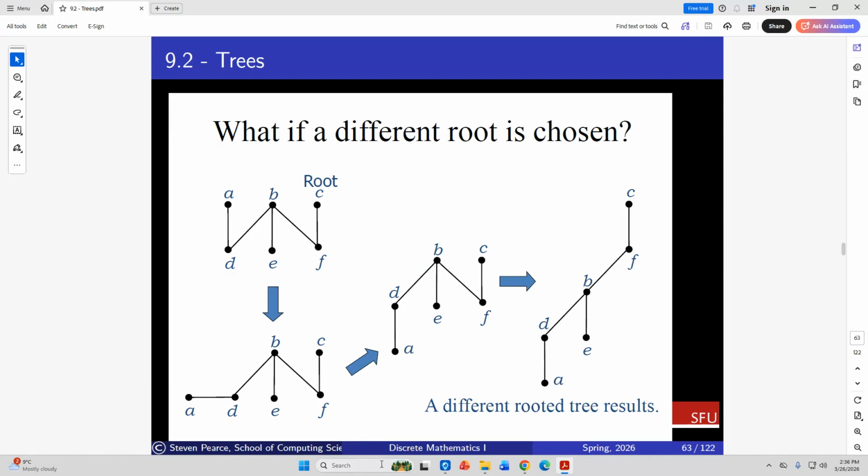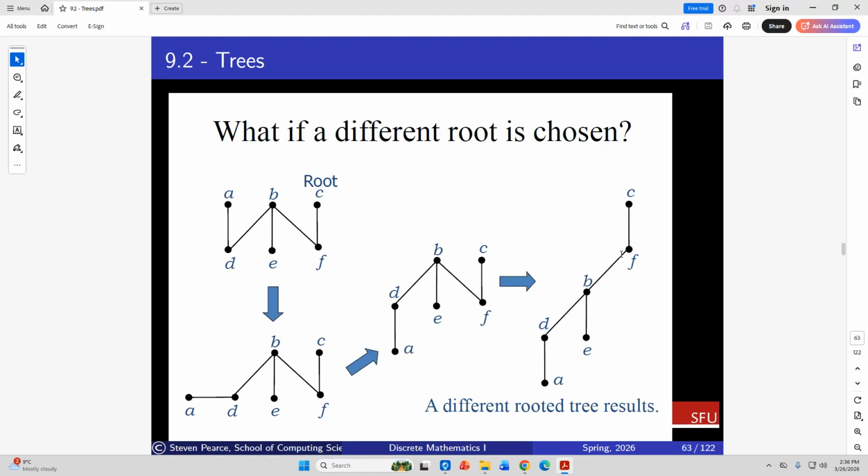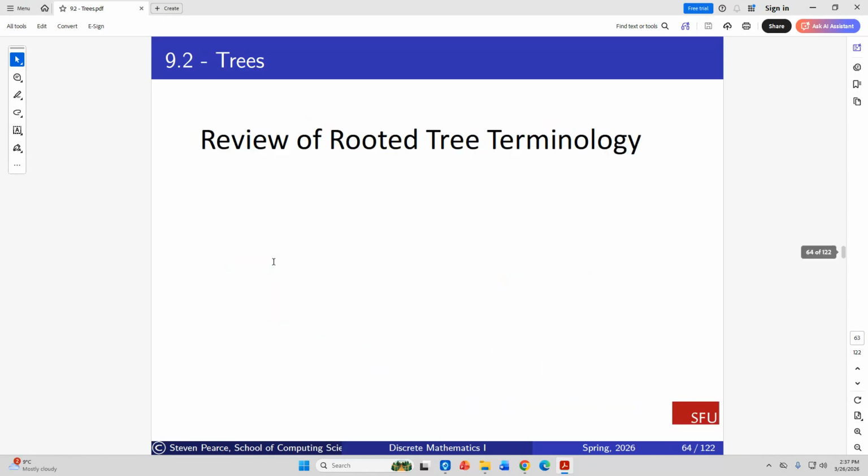Now, a different rooted tree. You see, you can keep going. This time, instead of B, I'm calling C the root, and a different rooted tree results. The one at the top is the root; that's the way we designate it. So once I put C up here, in the last one it wasn't like that, but this is how we can transform this into C being the root of this particular graph.